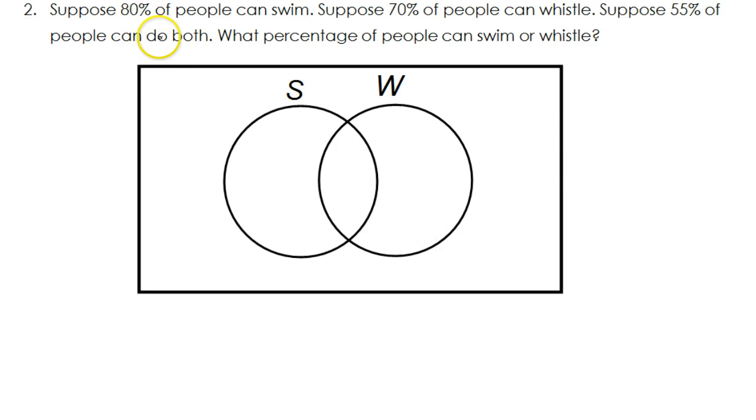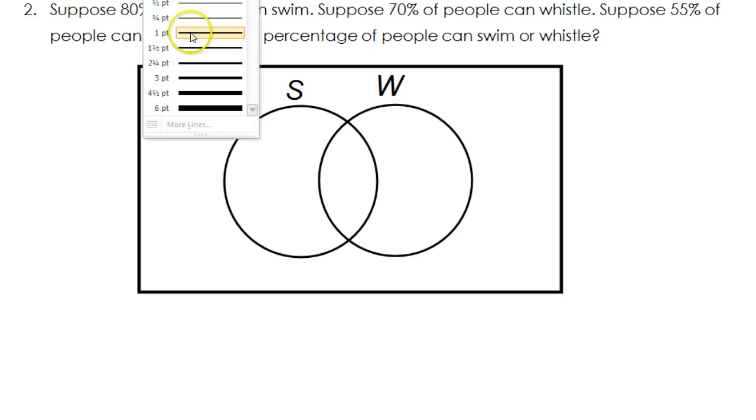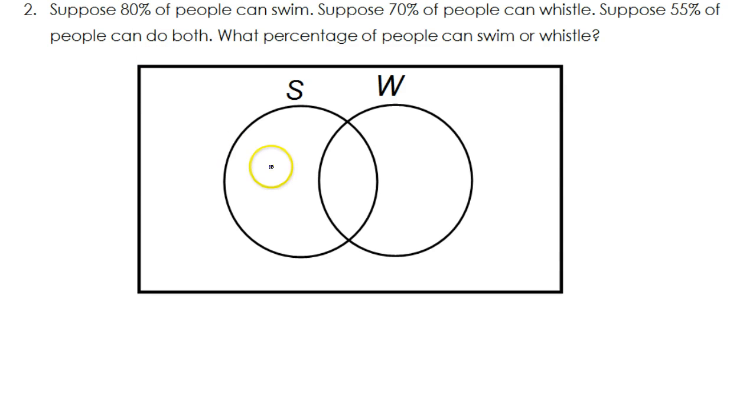80% of the people can swim. So I have to be careful how I write this, because here's what I'm not going to do. I'm not going to put the 80% right here, because that looks like I'm just talking about the part that's on the outside of W.